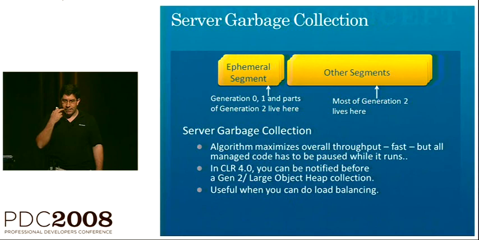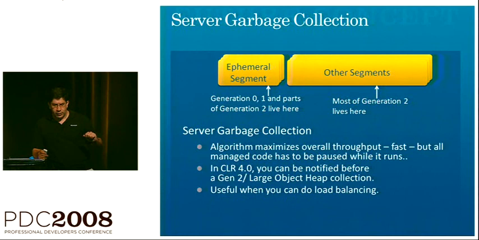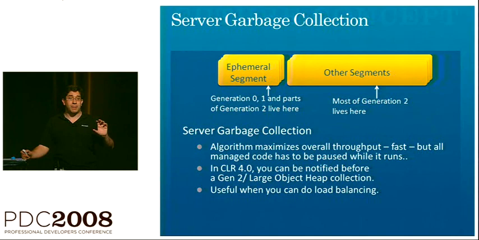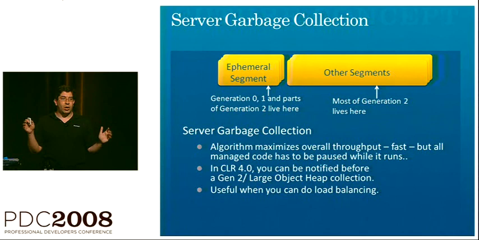So let me start by showing you what we're doing to reduce latency on the server. Our server algorithm is a great algorithm. It maximizes overall throughput, which is what we think people want to happen on the server. But it makes a trade-off. It pauses everything while the Gen 2 collection is happening. That turns out to let you have higher throughput, but at the cost of that pause, that latency.